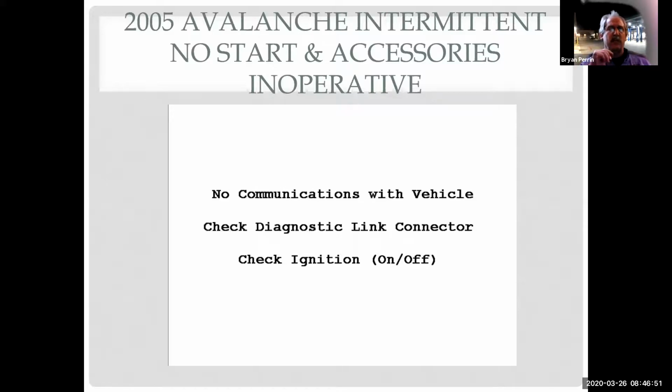When we hooked the scan tool up, this is the message we got: No communication with vehicle, check diagnostic link connector, check ignition on or off. So if you notice, it's not saying check OBD2 connector, it's saying check diagnostic link connector. And we know that we could communicate yesterday and the car was starting, and now we can't talk to it and the car doesn't start. So it kind of makes sense that the not being able to communicate might have something to do with the car not starting. So if I can't communicate, the first thing I need to do is test my DLC.